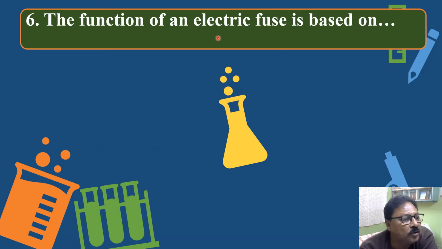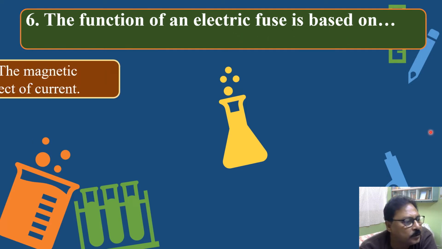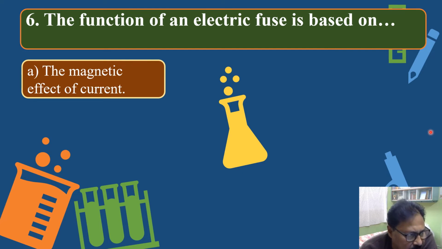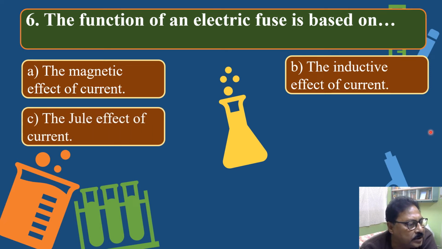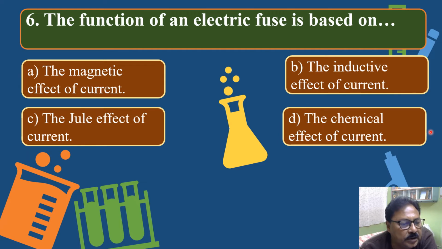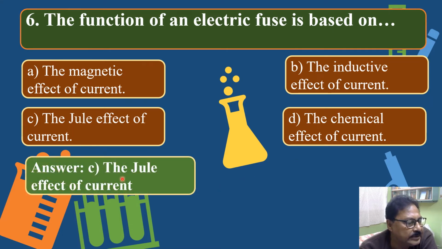The function of an electric fuse is based on: option A, the magnetic effect of current. Option B, the inductive effect of current. Option C, the Joule effect of current. Option D, the chemical effect of current. The correct option is option C, the Joule effect of current.